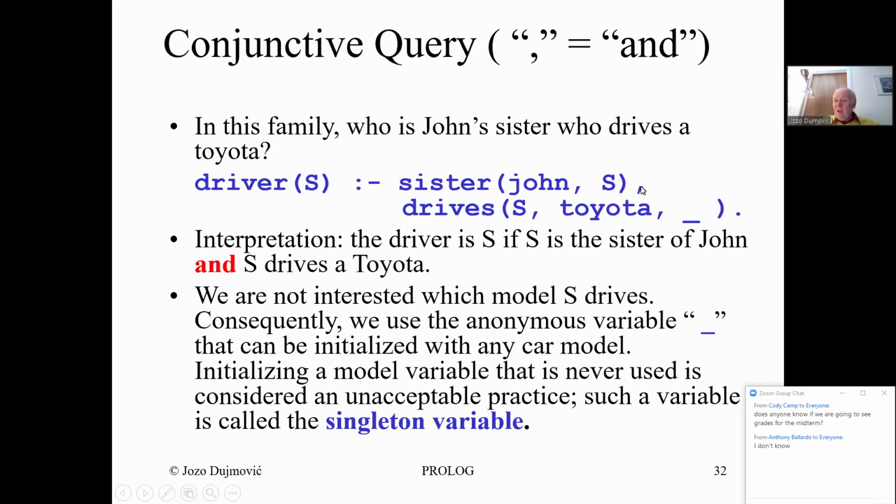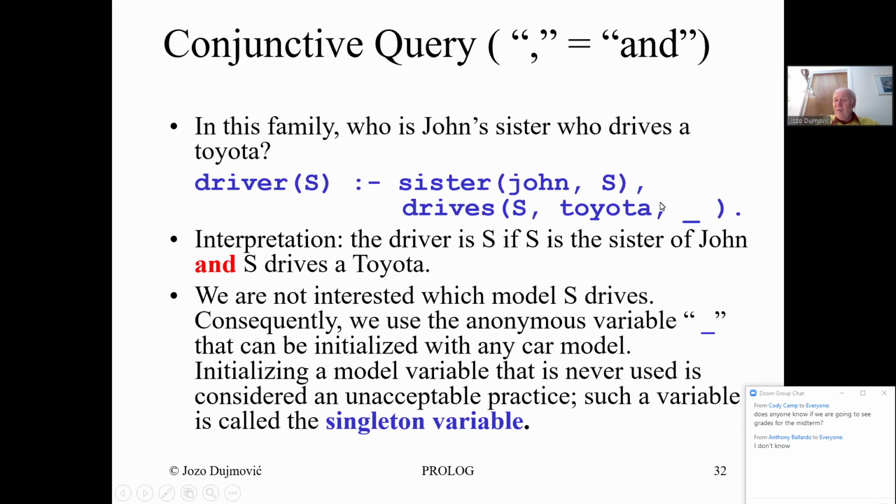And then this S, which is now instantiated to, for example, Mary, should drive Toyota. But we don't care which Toyota. Any Toyota would be okay. So this sister can have two different models of Toyota, and that would be okay. So drives this sister, Toyota, yes, you're satisfied. Is this Camry or Corolla or whatever else? We don't care. This can be irrelevant.